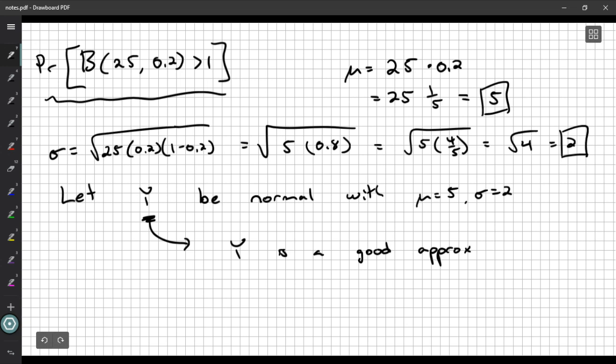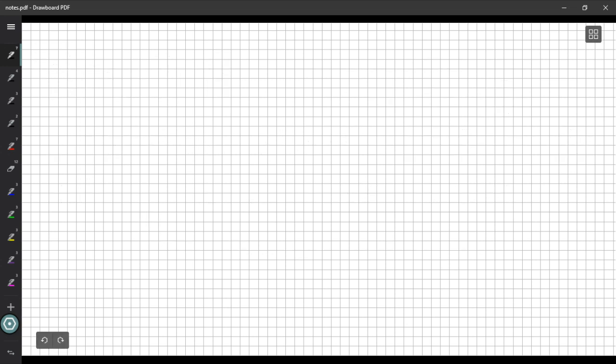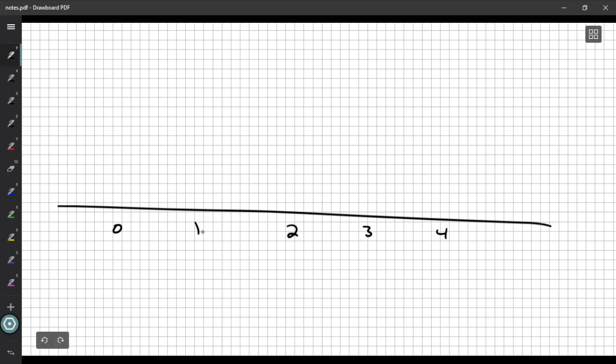Okay. So what does that mean? Well, if you've got a good approximation, you can trade probabilities. And the way you can easily see how to do that is using a sort of mock histogram. So our binomial random variable counts 0, 1, 2, 3, 4, the number of successes. The average is around 5, but it's going to actually keep going up to 25. We're not really interested in all of those. We just care what happens around 1.